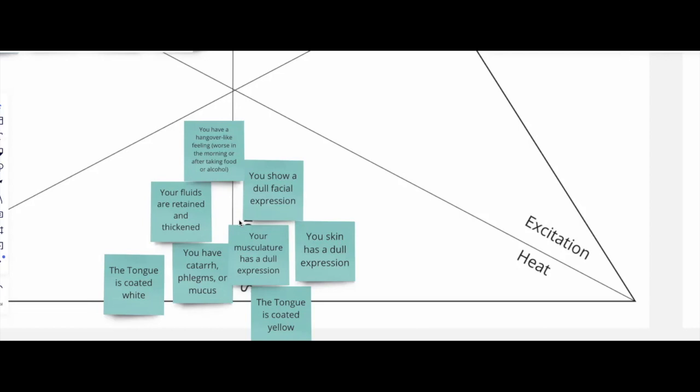You start having a tongue with a more yellow coating, and your skin, your facial expression, and your musculature start having a dull expression, because underneath there are pooling fluids unable to circulate and be refreshed and be reoxygenated, also bringing the risk of serious inflammation because they're accumulating toxin progressively.